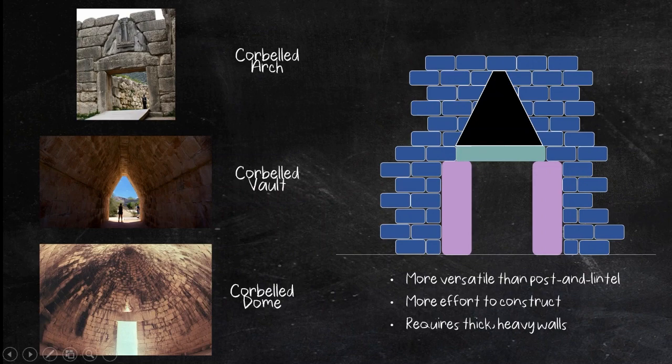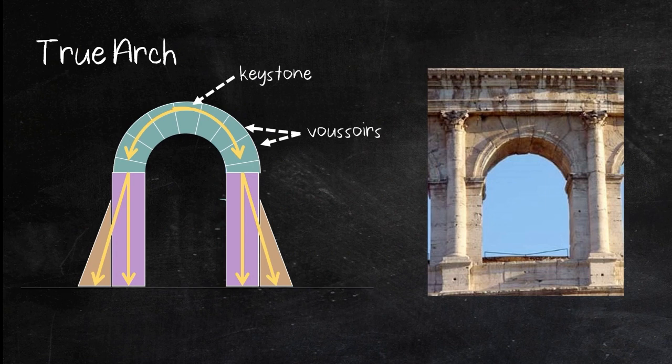Now, possibly the greatest architectural innovation of all time is the true arch. A true arch, unlike a corbelled arch, is able to support itself when complete because of the structural physics at work in it. The stones or bricks that form the arch are called voussoirs, and each voussoir is held in place by the others. They're all perfectly balanced between tension and compression. And if you were to remove the top voussoir, called the keystone, the arch would crumble.